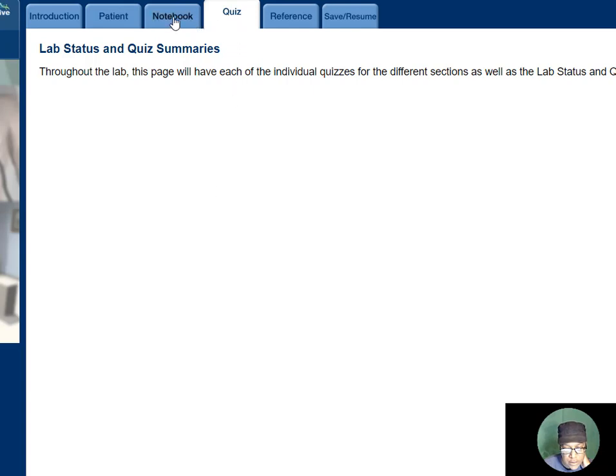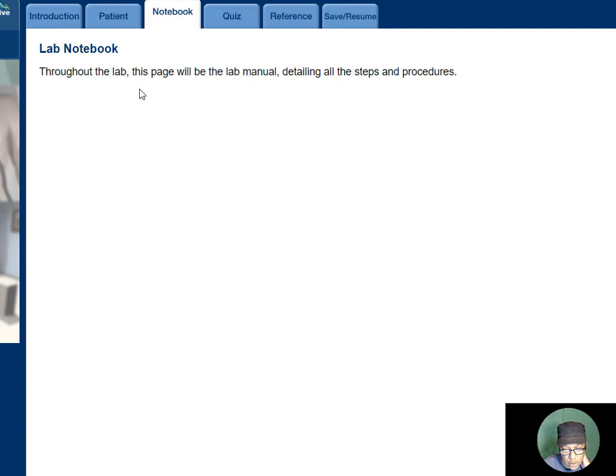Make sure you take a look at the notebook, because as you go through the lab, this is going to be filling things out for you, detailing the steps. There's a reference area so you can look things up. And of course, where your patient information is. There's a save and resume. Remember, if you close your browser, it may not remember where you were. So just be aware of that if you do need to stop, that it may or may not save it. So just be careful with that.